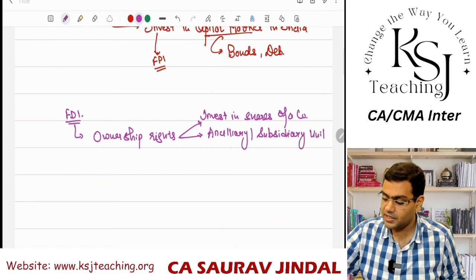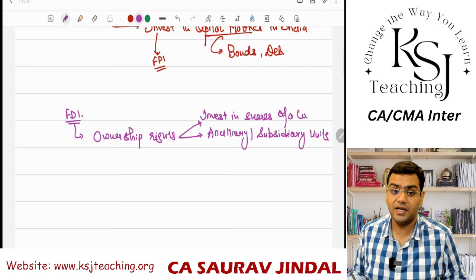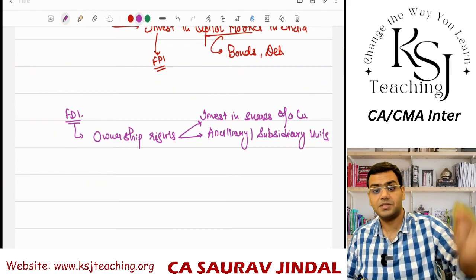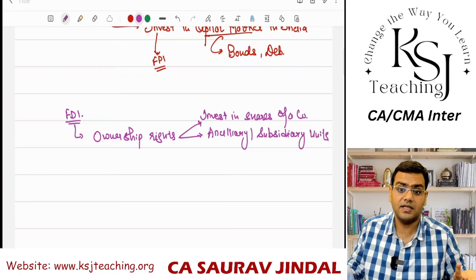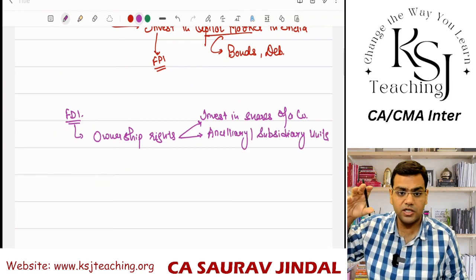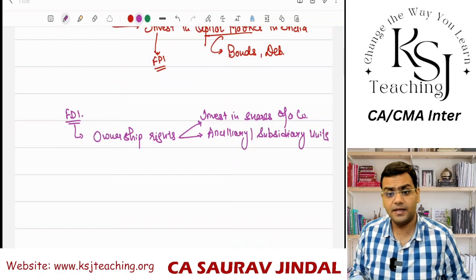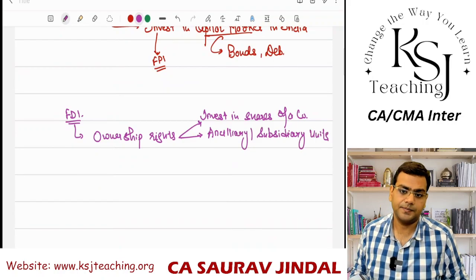Now a company in the USA wants to invest in India, but how will they invest in India? They set up their own subsidiary unit in India. That is investment only, sir. They have the ownership there. The US company has the ownership. They are investing in India, right? So they set up their ancillary units in India.